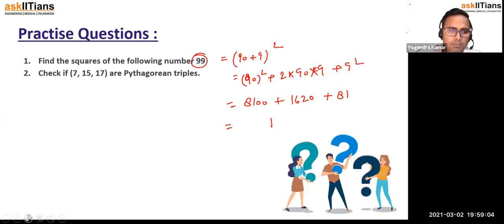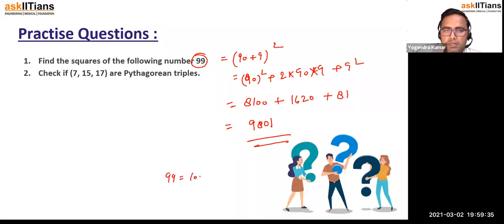Yes, addition we need to do. So what are we getting here? 0. Then in the tens places, 6 and 1 make 7, and 8. 8 we get here, and then 9. This is what we are getting: 9801.